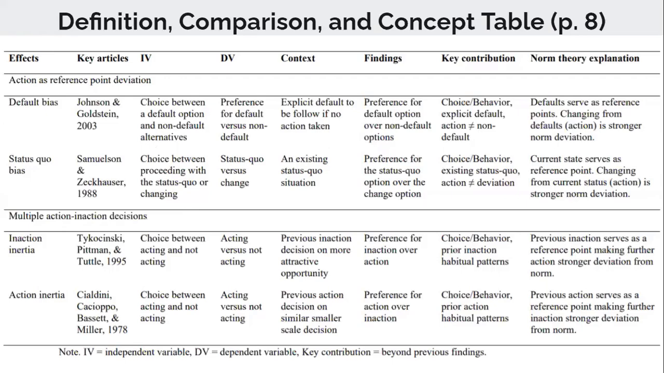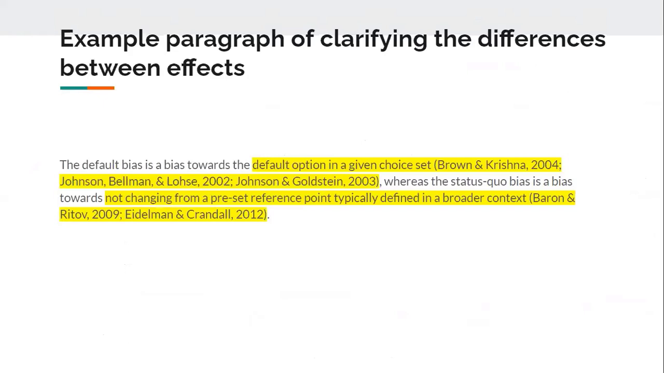So this is an example paragraph for clarifying the difference between effects. For example, the default effect and the status quo bias. The default effect is a bias towards the default option given the choice, while the status quo bias is towards not changing a preset reference point. It's defining a broader context. So in your work, it's important to distinguish between different similar effects. They may have similarities, but they are different.